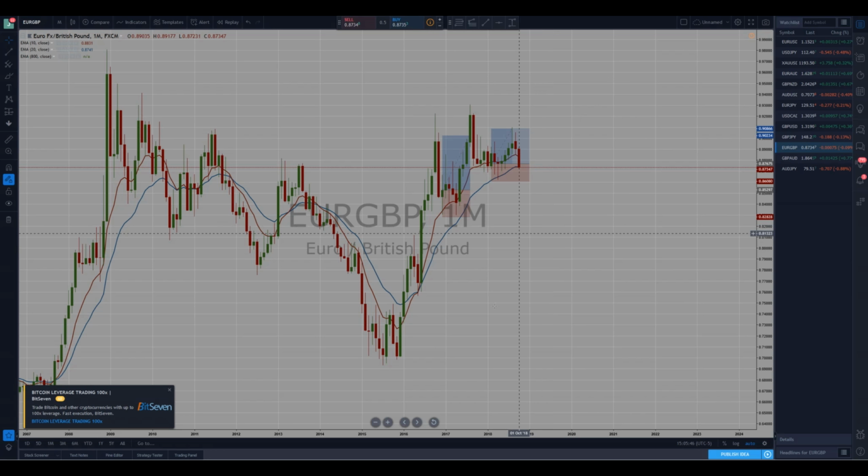Next example, we're not going to use this as an example. Some of you may say, well, here's a prime opportunity to enter this bearish candlestick right here, but because the EMAs are crossing right there, we're not going to use that as an example.